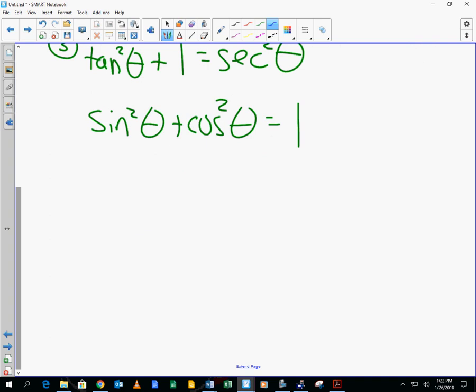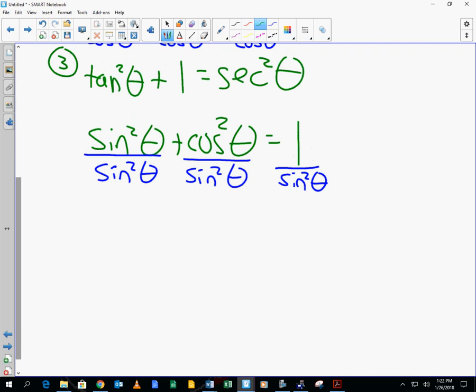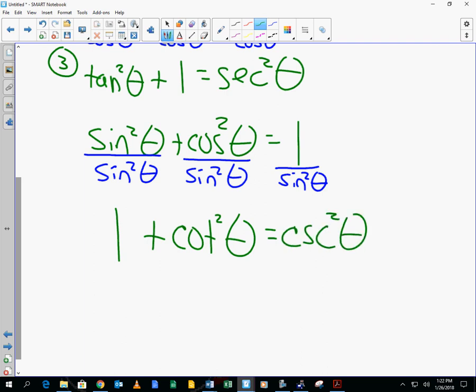Let's start with sine squared plus cosine squared equals 1. What do you want to divide through by? All right, we'll divide through by sine squared. Shoot, if only I knew what sine squared divided by sine squared was. Oh, it's 1. What's cosine squared divided by sine squared? Cotangent. What's the reciprocal of sine? Cosecant. That is important identity number 4.